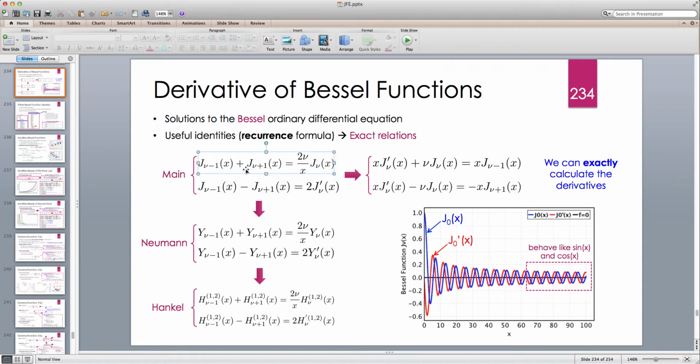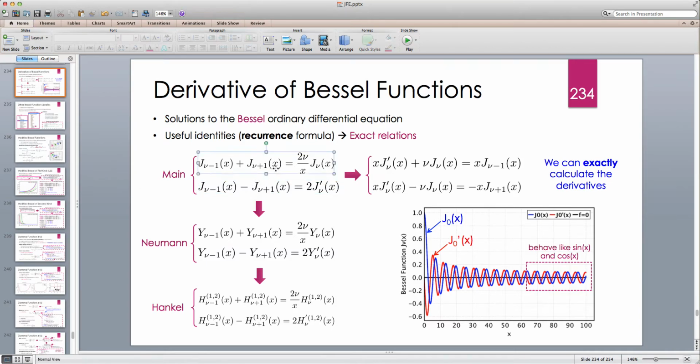And the other interesting recurrence formula relates j nu to j nu minus 1 and j nu plus 1. So this is the value of j nu. The next one is j nu prime. And here it says that j nu minus 1 plus j nu plus 1 is 2 nu over x j nu of x. And if we change plus to minus, we end up with the derivative, 2 j nu prime of x, all right?